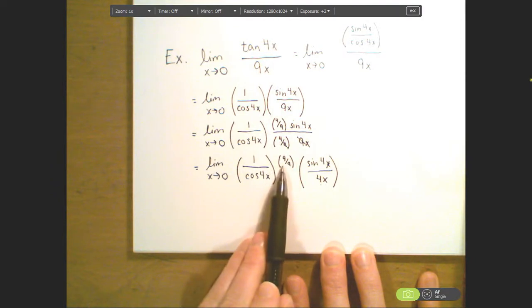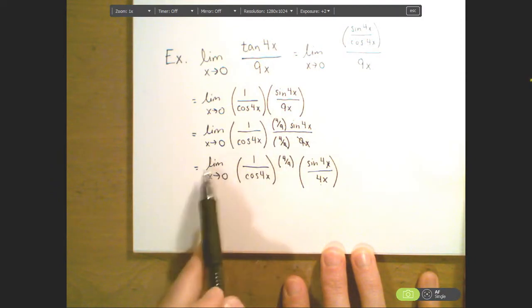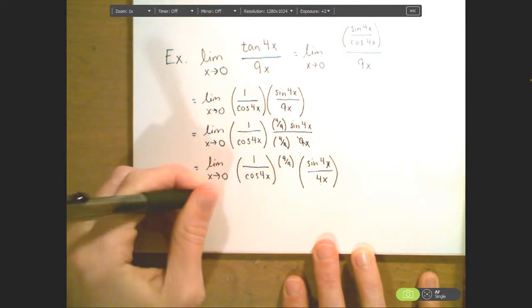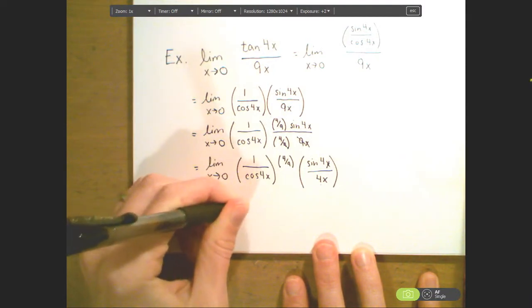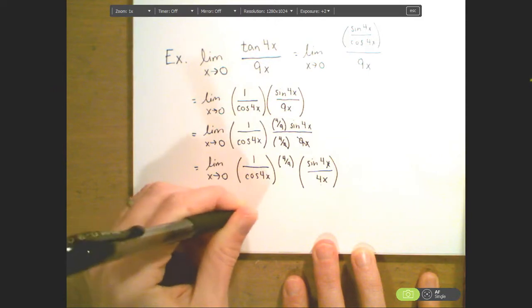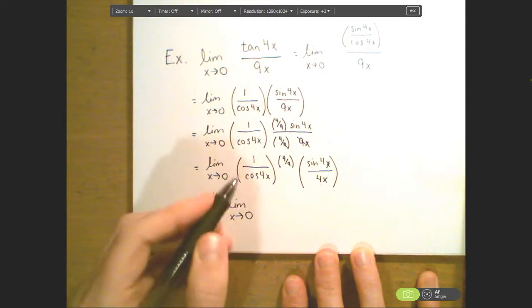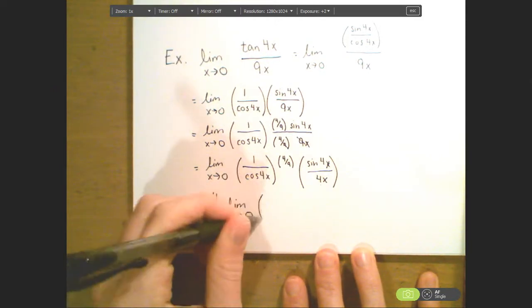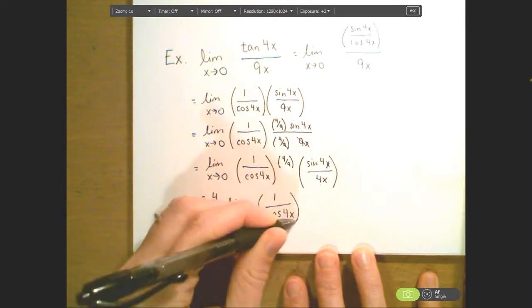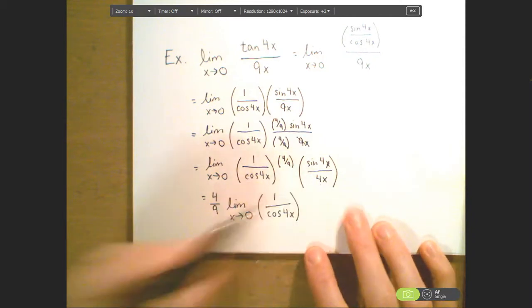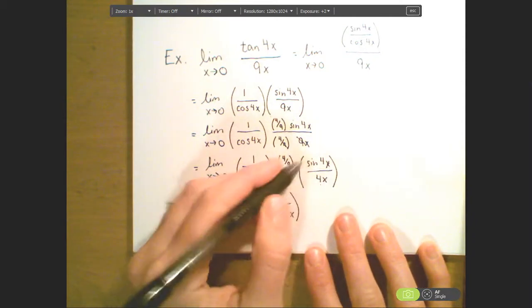The 4/9 is a constant. By our limit laws, I can put that in front of the limit, and I'm left with 4/9 times the limit as x approaches 0 of 1 over cosine 4x times this known limit, and we know what this limit is.